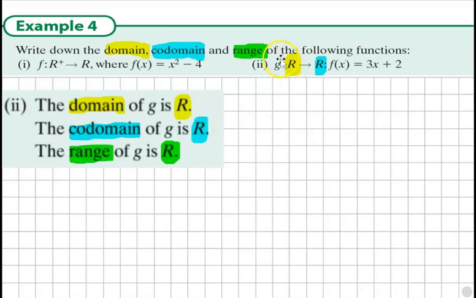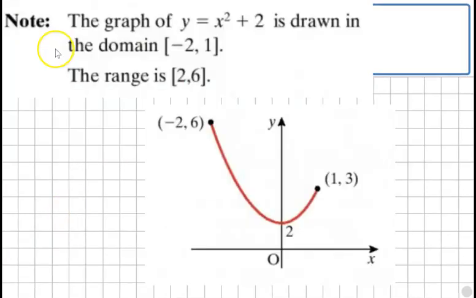Part 2, we have g from R. So the domain of g is R, the real number set, maps to R. So the codomain of g is R, the real number set, and the range of g is also R, the real number set.